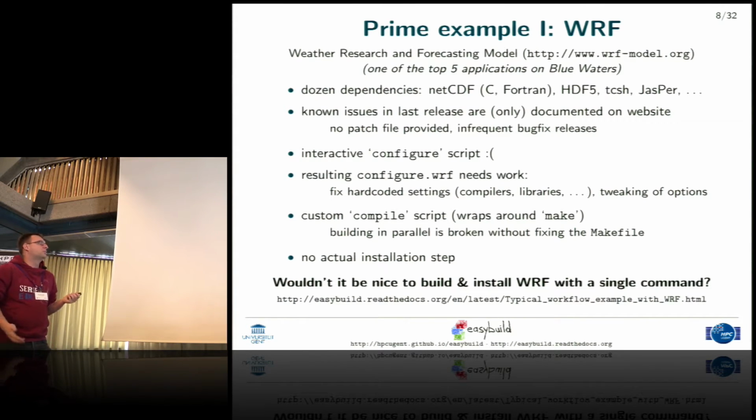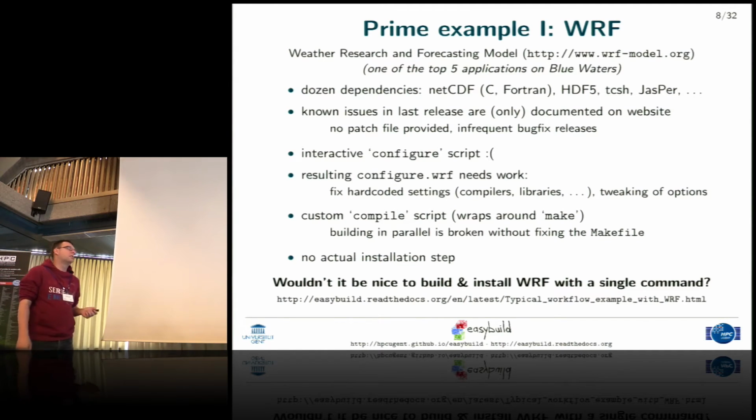So why have a configure script in the first place? I don't know. After the configure, they tell you to run the compile script, which is pretty much wrapping around make. People know make, so why try and make them use something else? I'm not sure. It has an option to build in parallel, but if you try it, it doesn't work because they get dependencies wrong in the makefile. It's not hard to fix, but you have to edit the makefile to fix the dependencies, and then you can build in parallel. And there's no installation step. They tell you run the compile script, and then there's the binary, just use it.